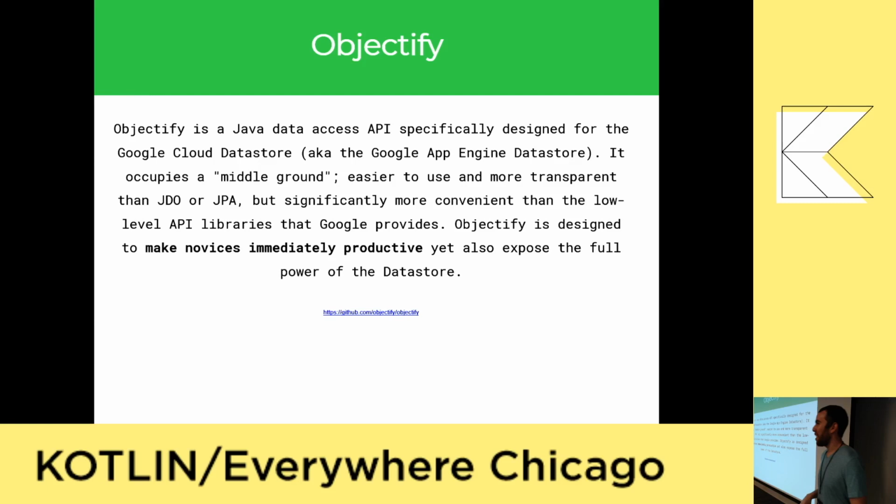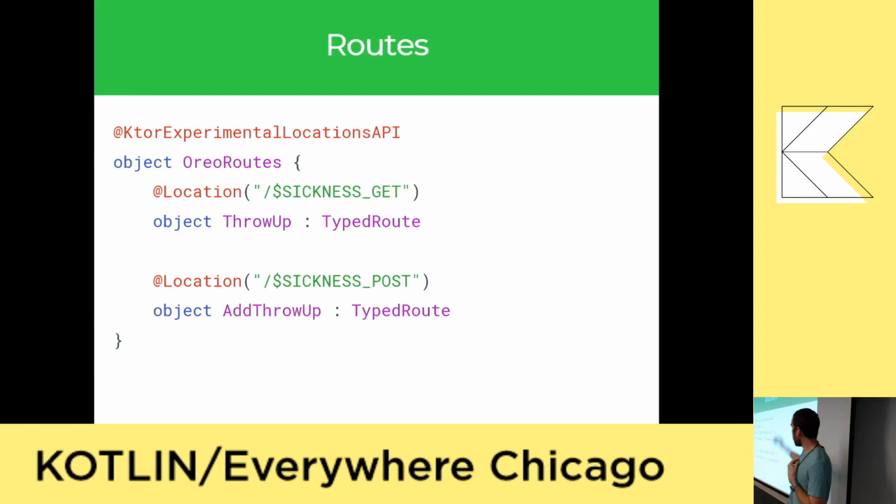This is my route file for my server. I was using what was then the experimental locations. I think that it might have gone final recently. But I just have some routes here. The key thing to note on here is, again, I was just able to use those same constants, and we get that safety of using those constant values.